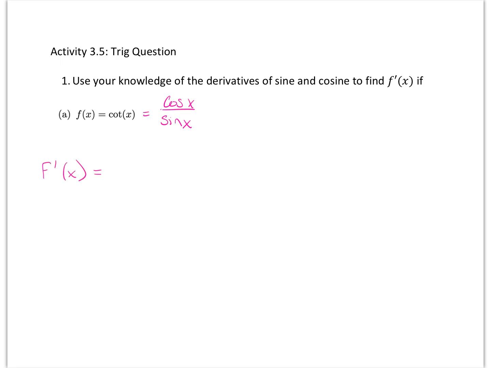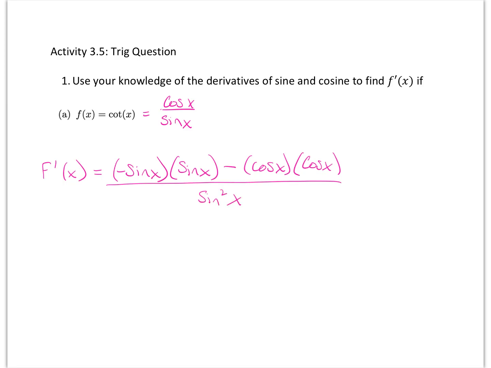Okay, so it's going to be f prime g. So derivative of the numerator would be negative sine times the denominator sine. So it's f prime g minus f, cosine of x, times g prime. So the derivative of sine is cosine, all over the denominator squared. Okay, so this says negative sine squared minus cosine squared all over sine squared.